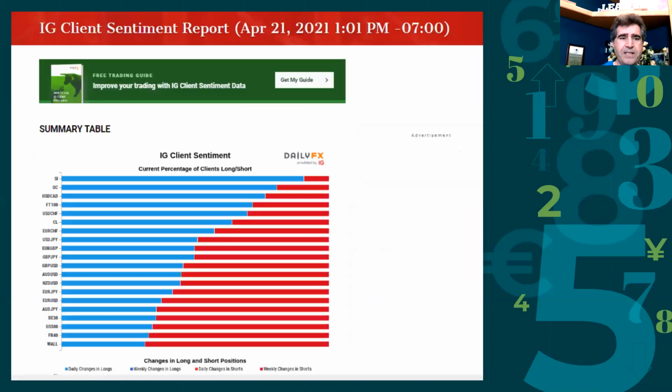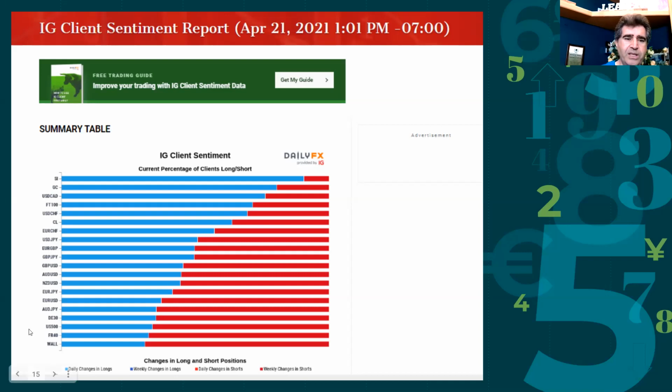So there are 2 services. One is IG, which is really the largest Forex broker. They're very big in Australia, England and Europe. Fortunately, they have come to the United States, so they do have IG US. One of the services they have is called the IG Client Sentiment Report. This is just hot off the oven, as they say. It just happened a few hours ago.